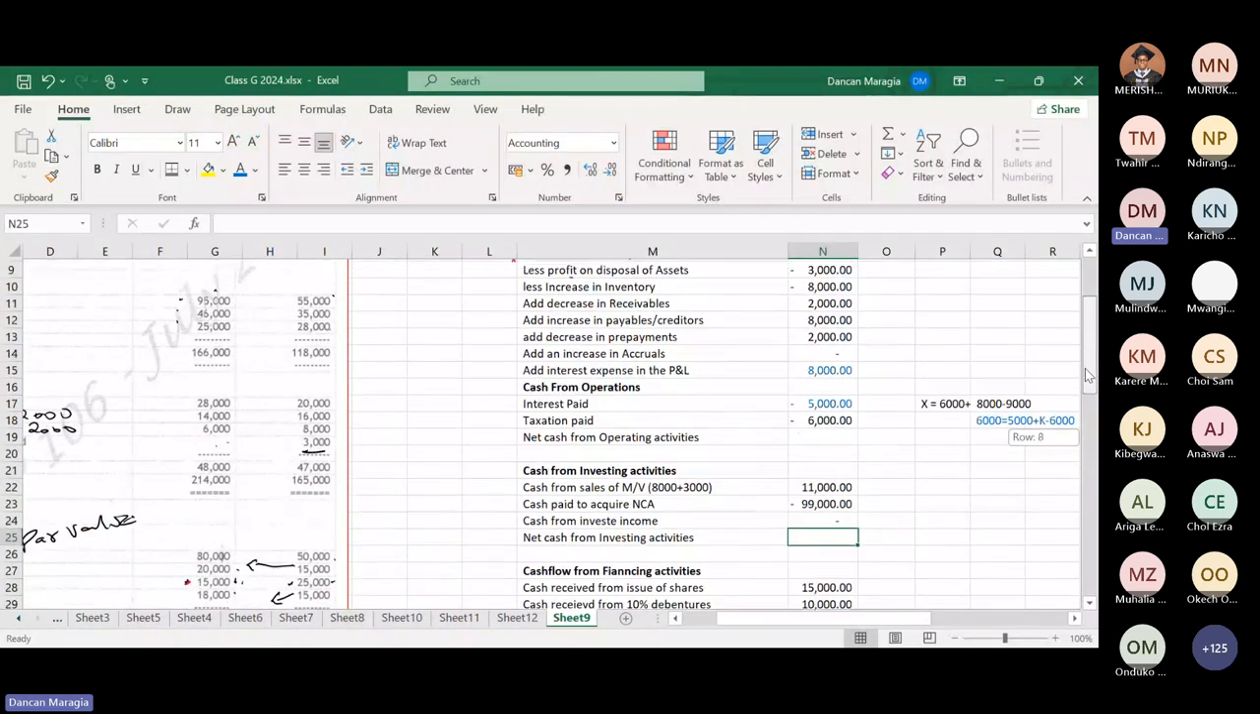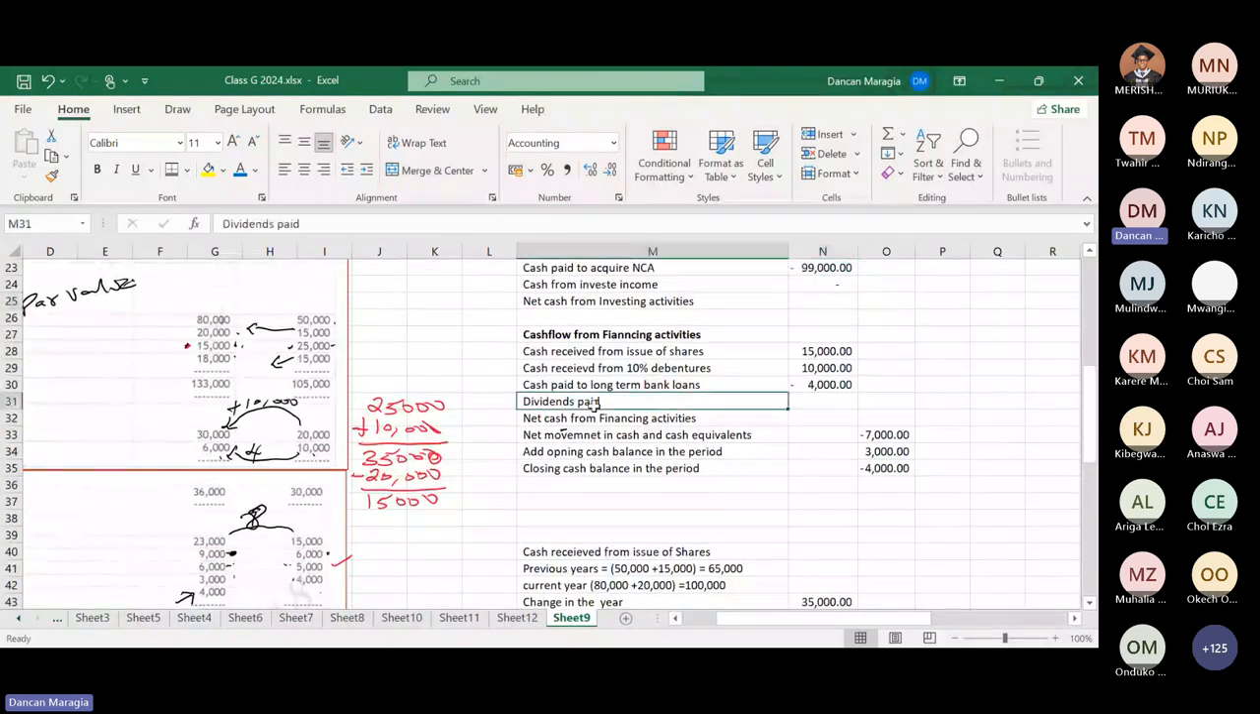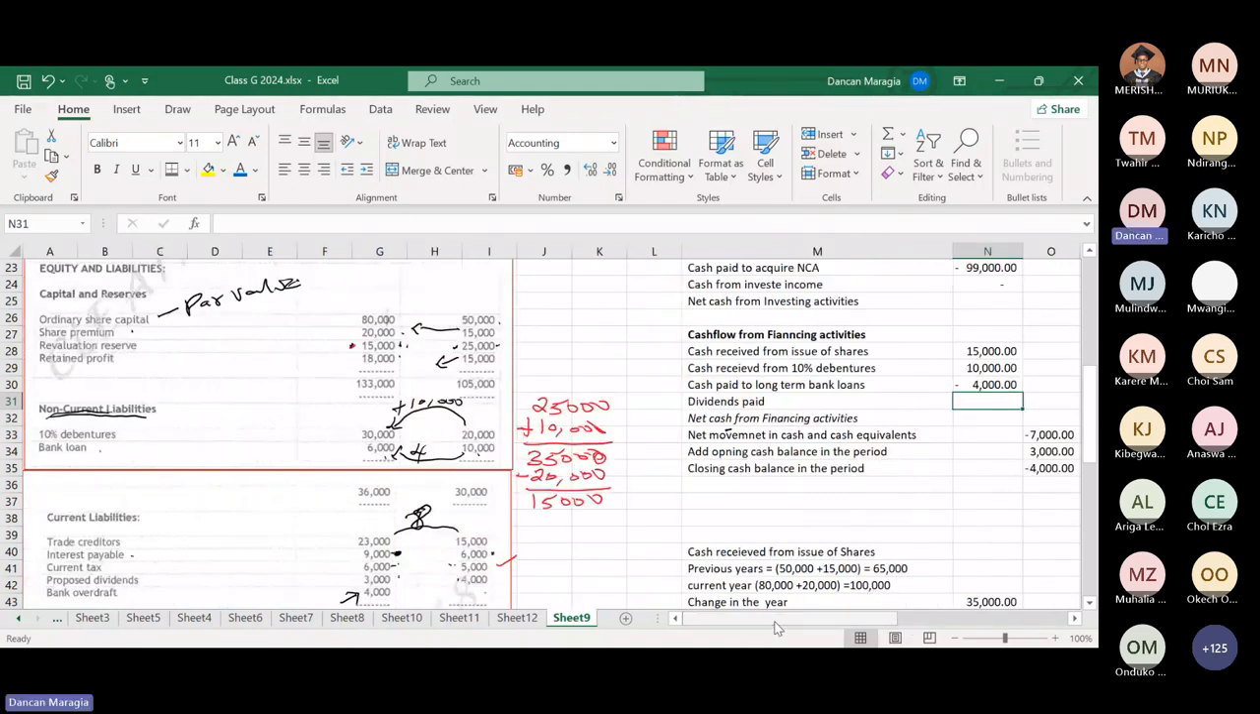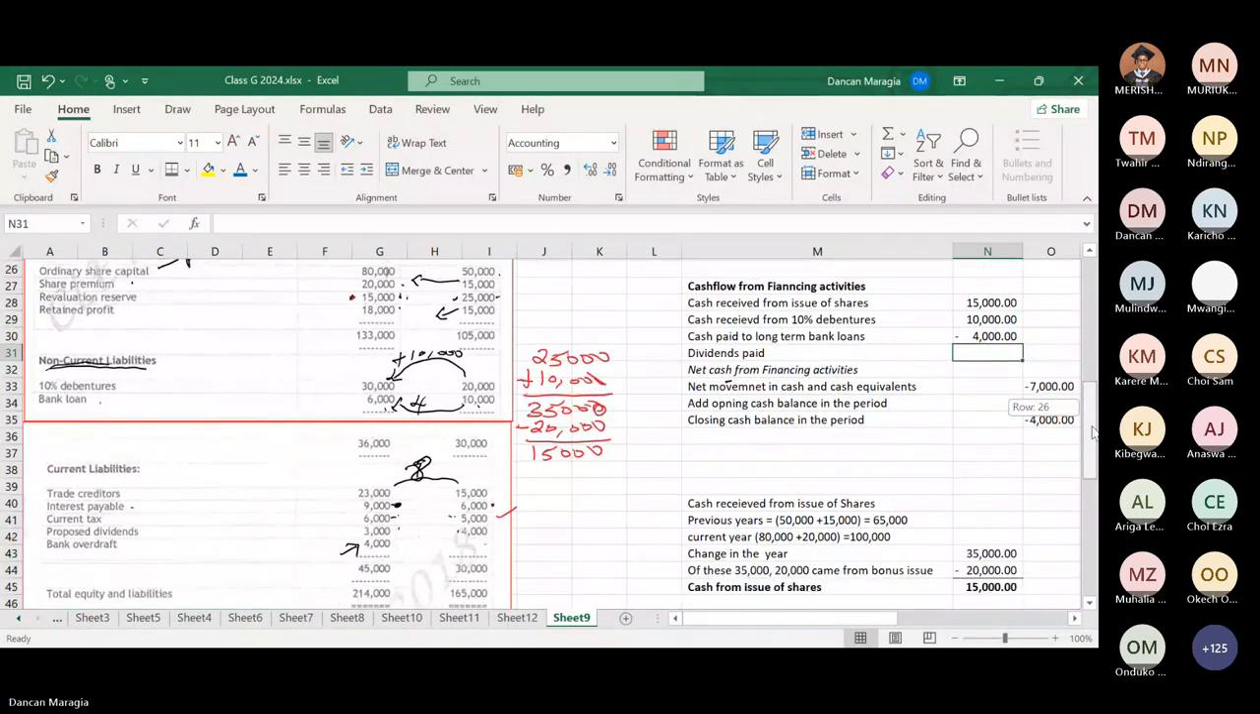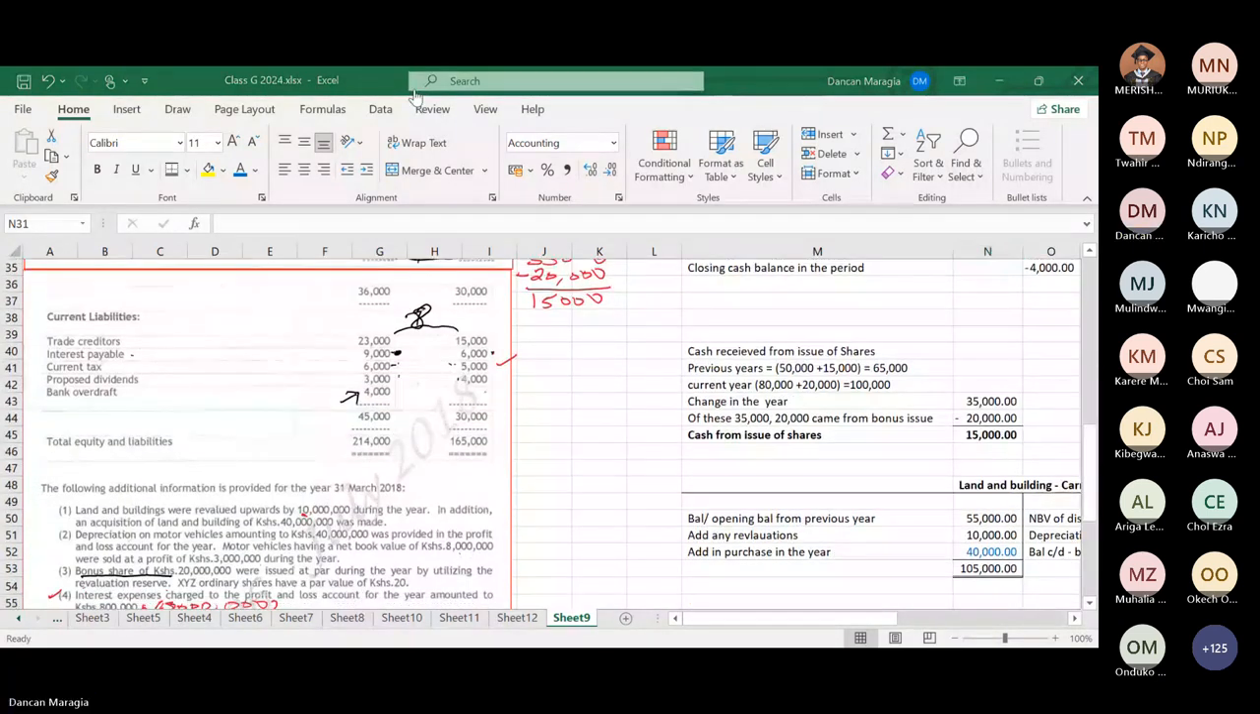Now, there is one figure that we are missing: dividends paid. Only then can we finalize this question. In the last class, I showed you the concept between profit after tax, retained earnings for the current year, and retained earnings for the previous year. Let's come here. Give me a minute.